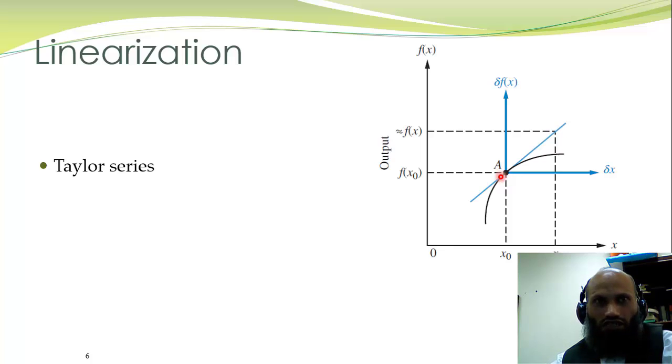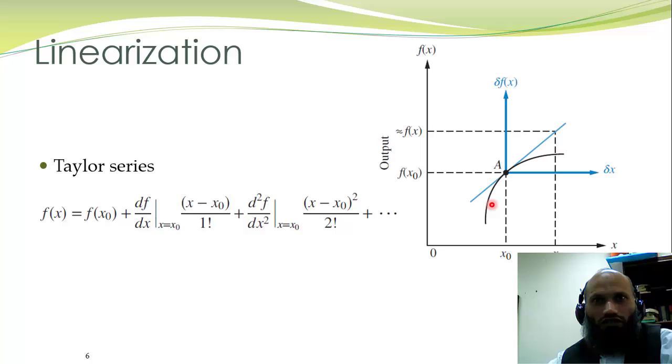And the approach is Taylor series. You already know that a nonlinear function can be expanded by a Taylor series. f of x is equal to the function evaluated at the operating point plus the derivative of that function with respect to x evaluated at the operating point multiplied by x minus x naught, plus some higher order terms, the square term, and next we will have a cubic term, and so on.